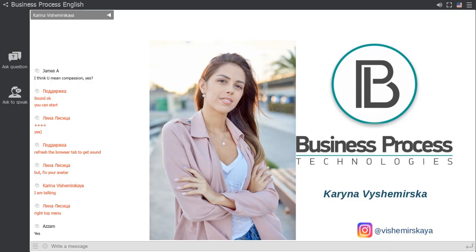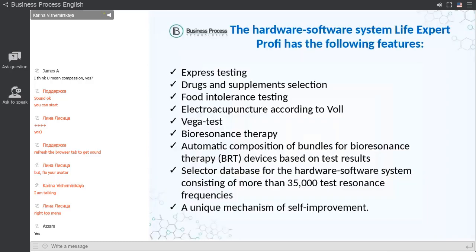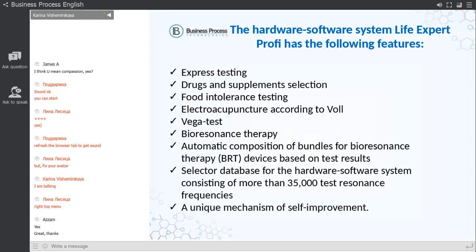Let's talk in general about Life Expert Profi. What is Life Expert Profi? So we have two devices. One of them is Life Expert, another one is Life Expert Profi. And we have our new cloud version of the application, Web Wellness, which is very awesome and where you can switch between two modes, Life Expert and Life Expert Profi.